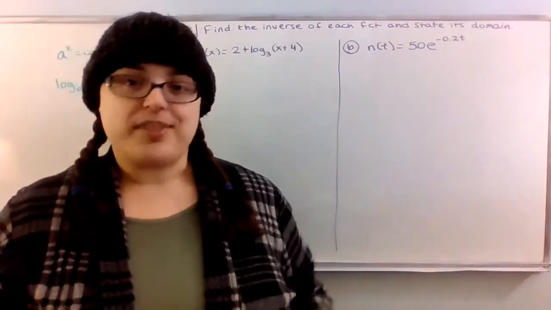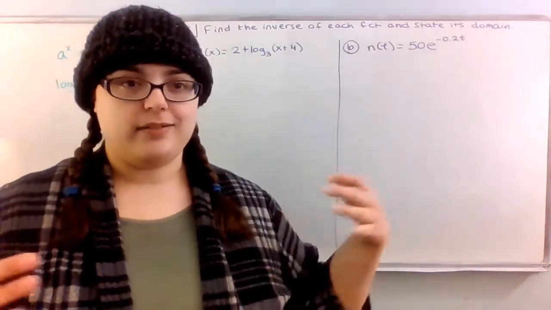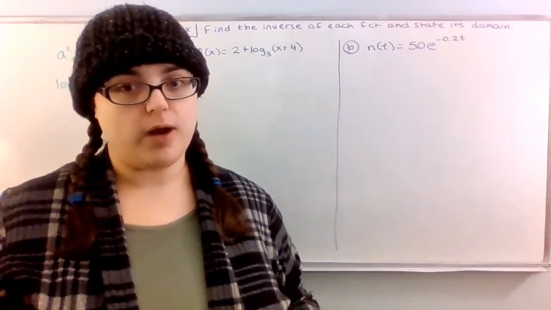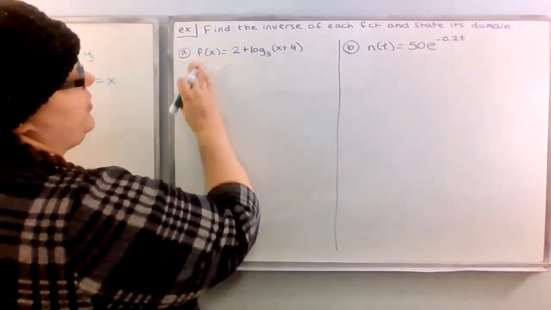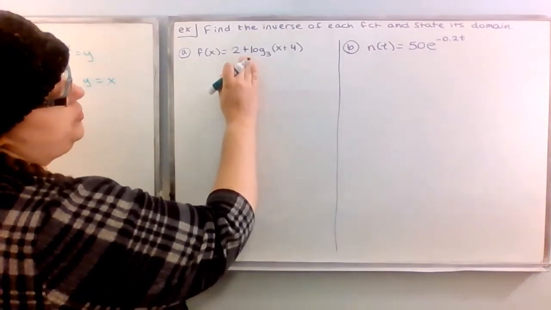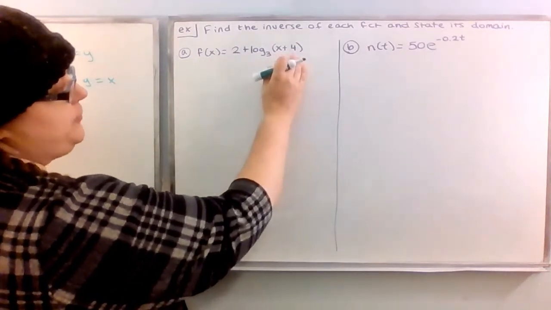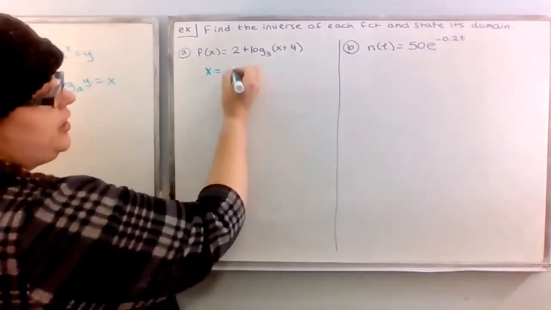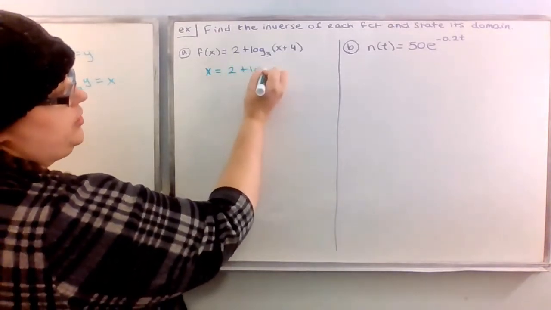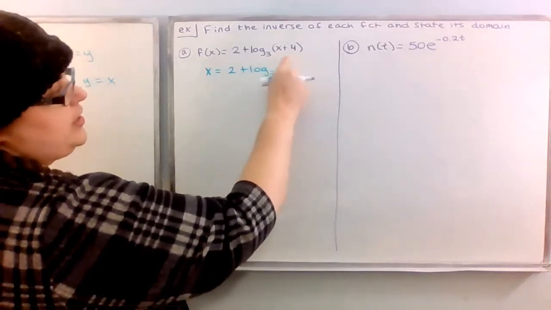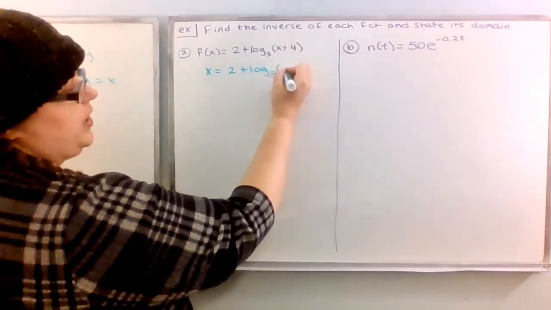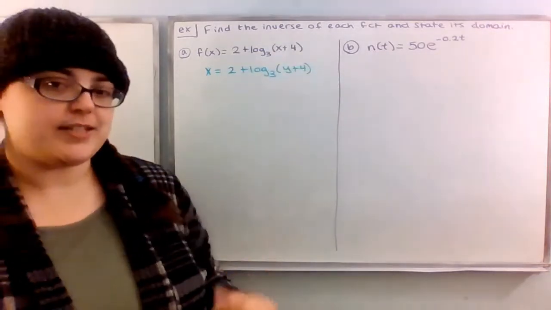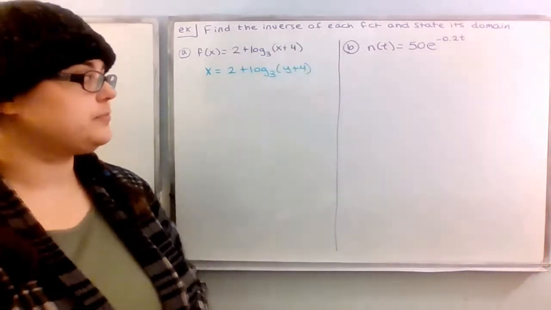So remember that in order to find an inverse of a function, you need to swap the roles of x and y. So right now, this is like y equals 2 plus log base 3 of x plus 4. So instead of y, I'm going to start out by writing that as an x. And then I'm going to rewrite this equation. And instead of x plus 4, I'm going to have y plus 4. And now our task is to solve for y.